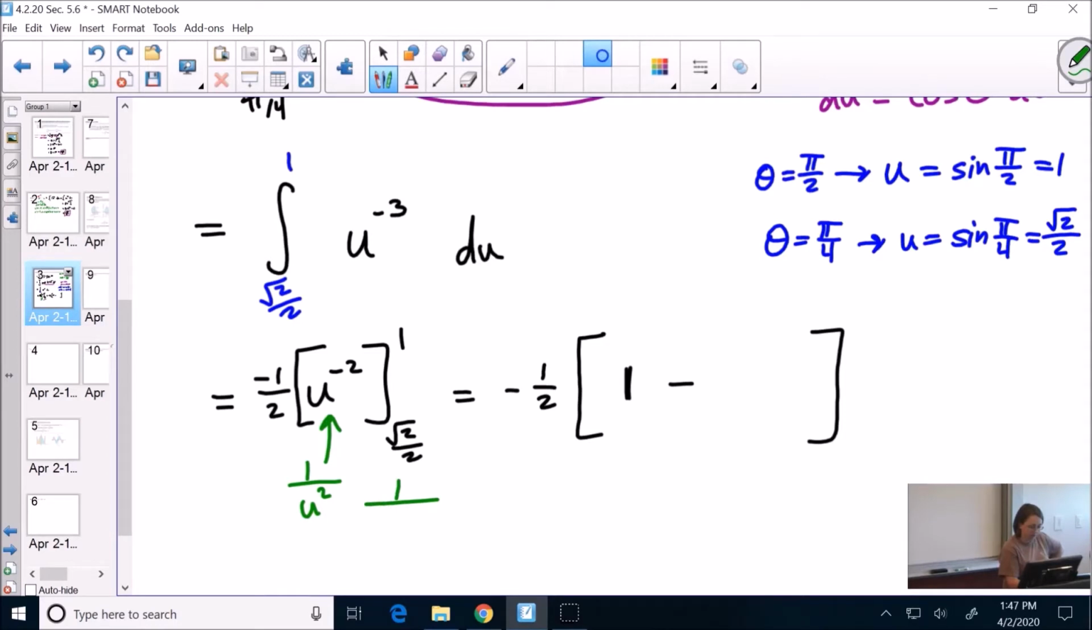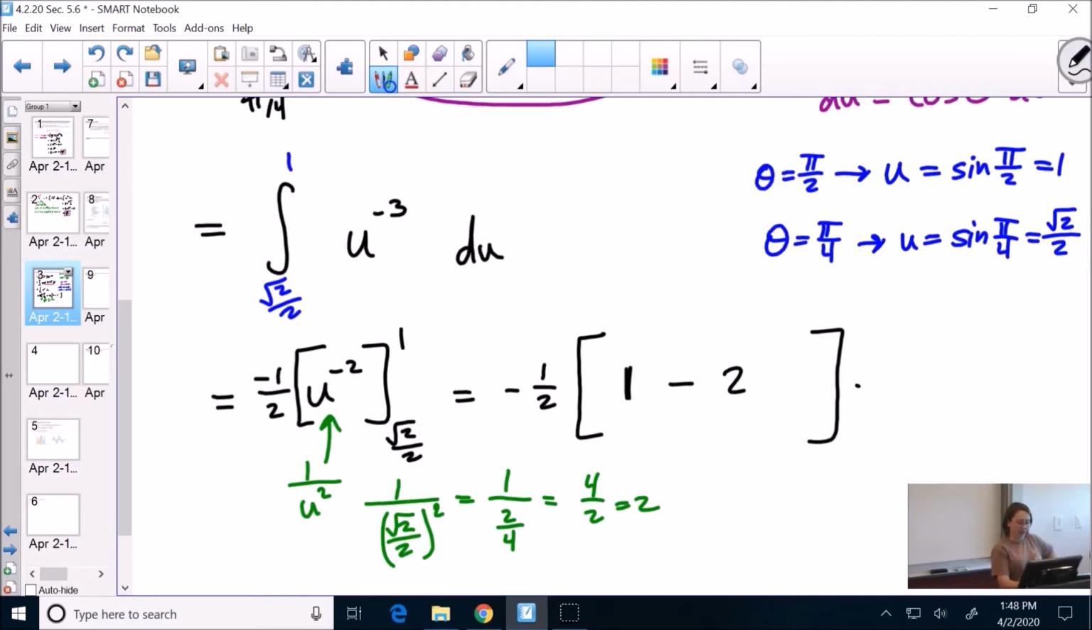So 1 over square root of 2 over 2, all squared. So 1 over, let's see, the square root cancels the square for the top part. You still have to square the bottom, so that would be 4. So that's, flip it over, 4 over 2, or 2.